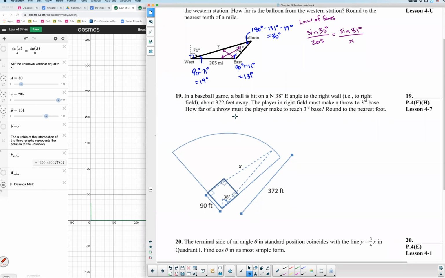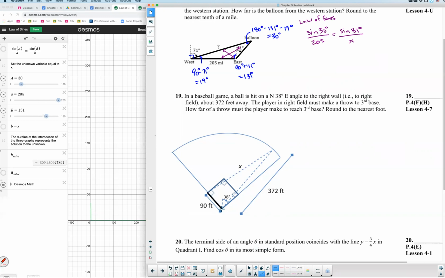In a baseball game, a ball is hit on a north 38-degree angle, so here, to the right field wall, about 372 feet away. The player in the right field must make a throw all the way to third base, which is here. How far of a throw, that's this distance, must the player make to reach third base, rounded to the nearest foot? So let's look at this as a triangle here.